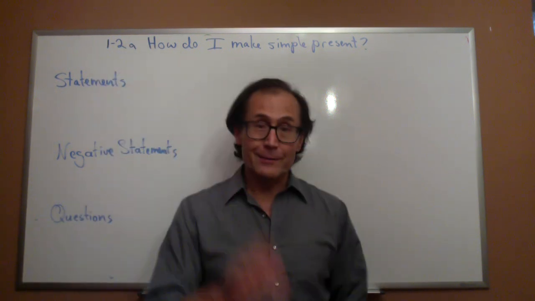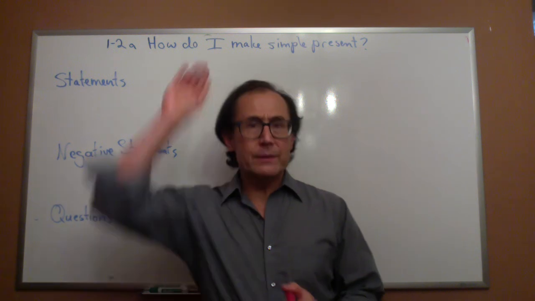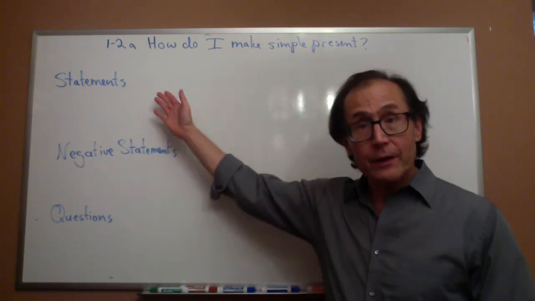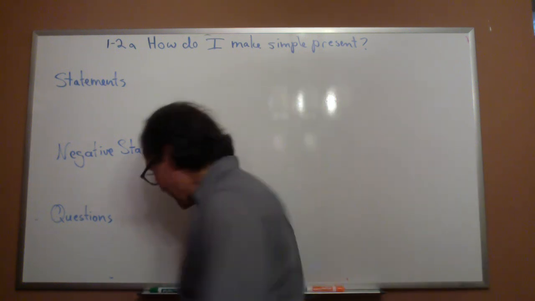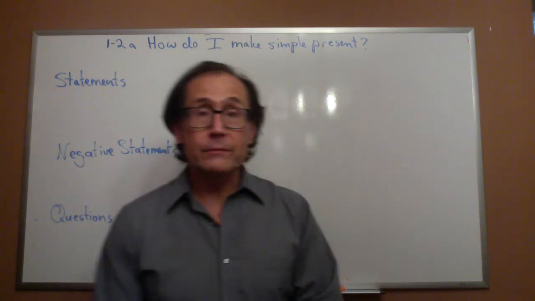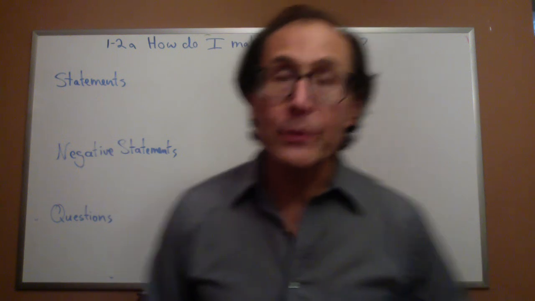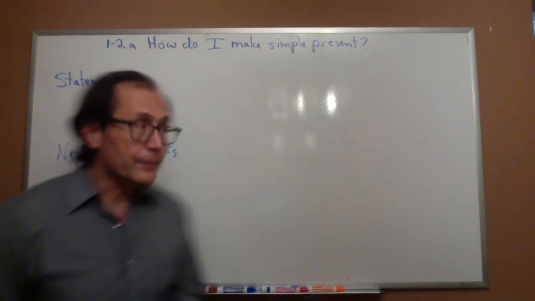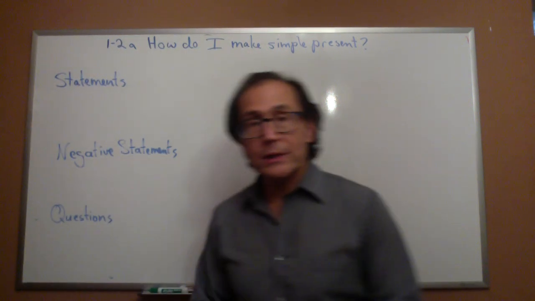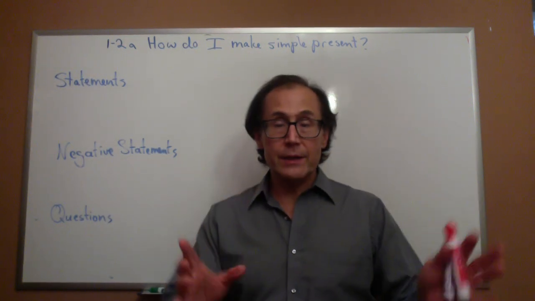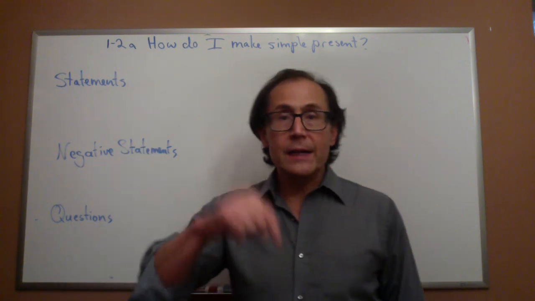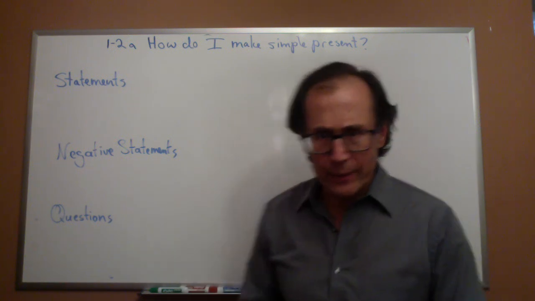It means the same thing, but I thought this would be a little bit clearer for you. So the first thing we're going to talk about is how do I make simple present? Well, there are three main kinds of sentences in English. There's actually a fourth one, but we're not going to worry about that. There are statements, negative statements, and questions, okay? So a statement is when I say something is true. Your book calls that affirmative, but again, I thought statement might be a bit clearer.